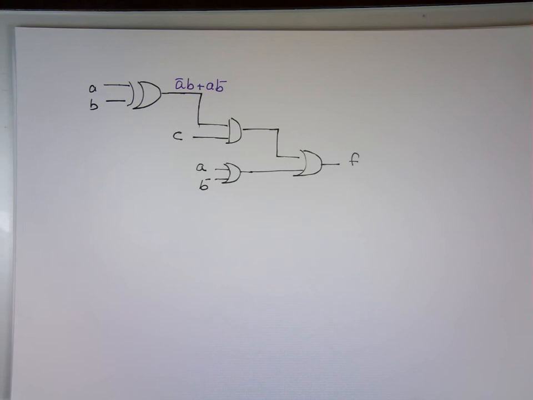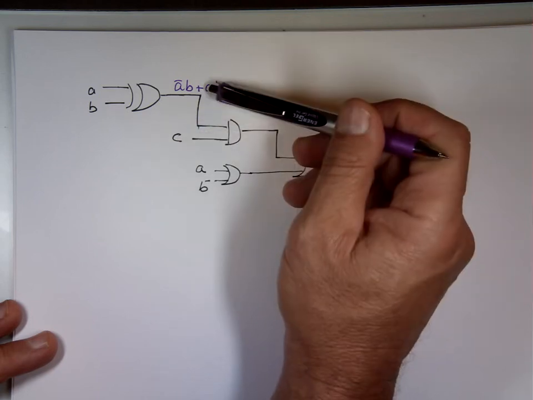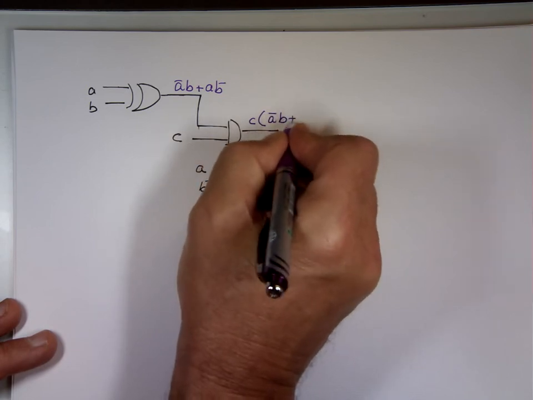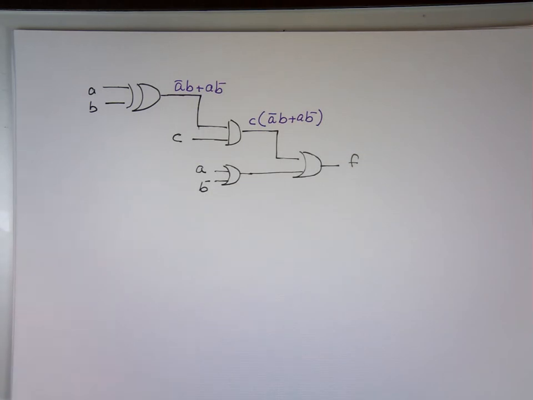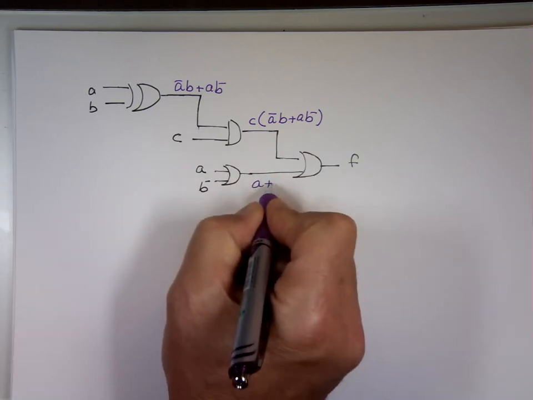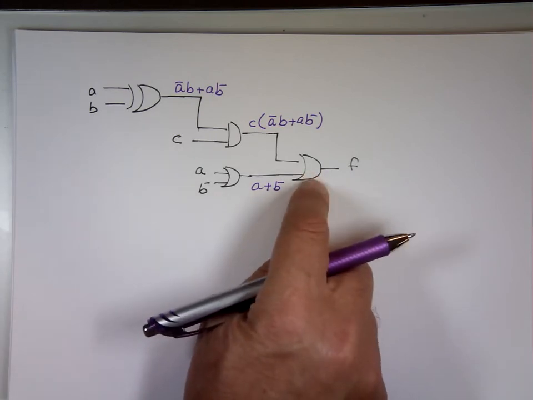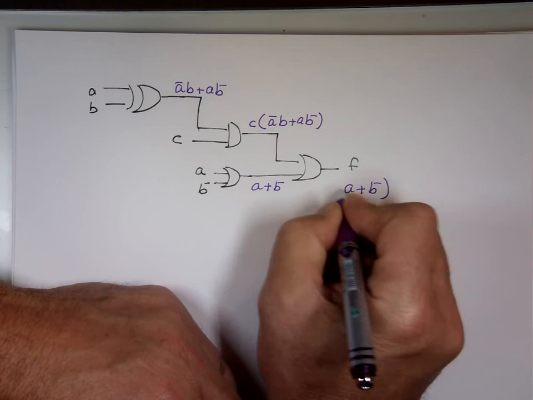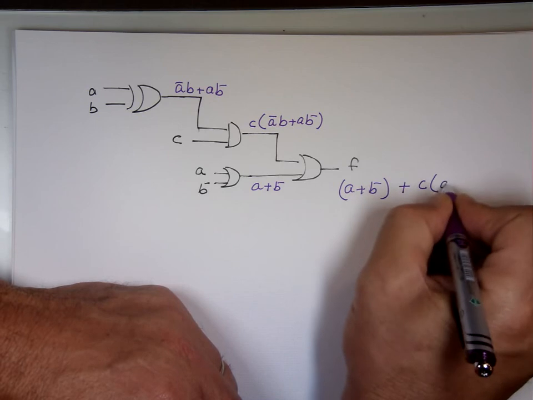Now what are you going to do with this when you get to this gate? You're going to multiply them. So right here you have C times A naught B plus A B naught. And what about this one right here? What do we have? A plus what? B naught. And this gate says to do what with them? Let's add them together, right? So that'll be A plus B naught plus C times A naught B plus A B naught.